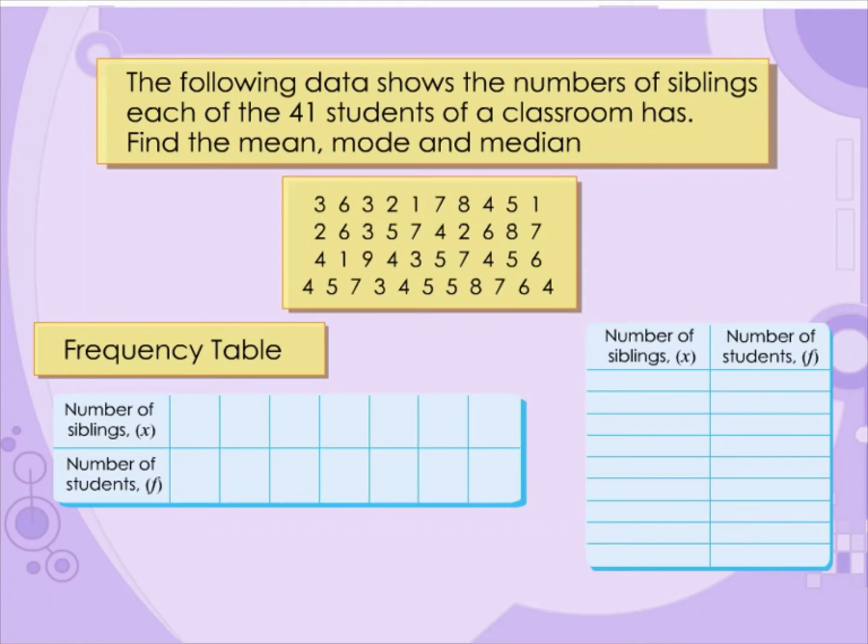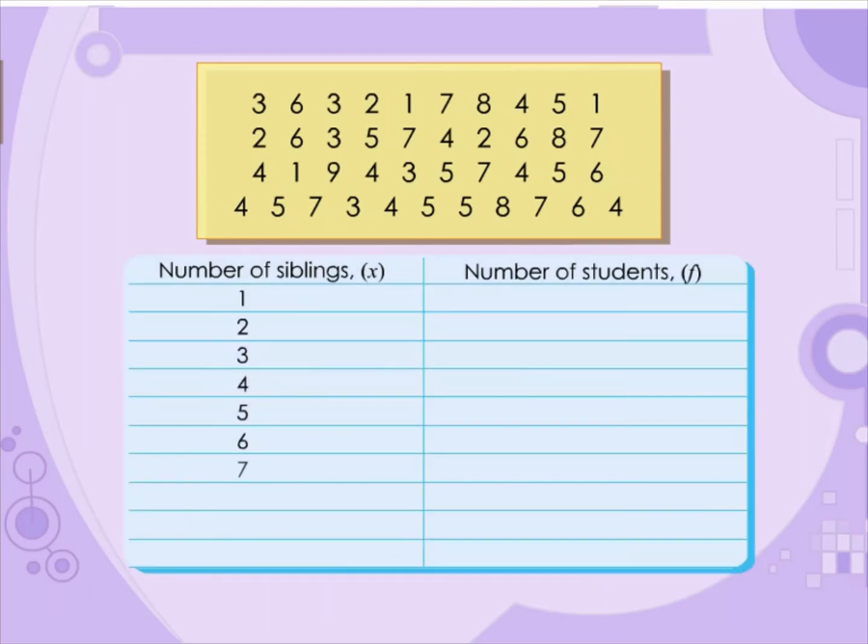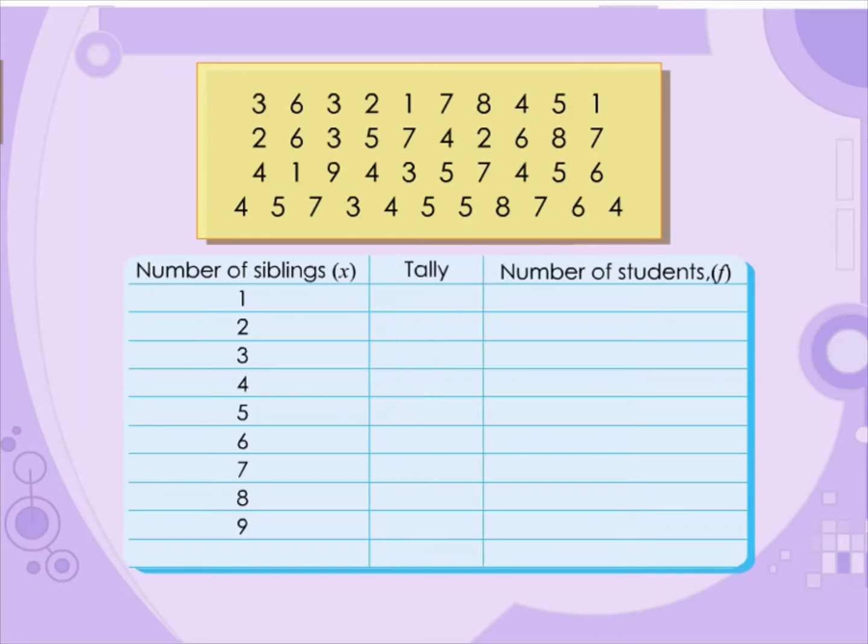Frequency means the number of times a data occurs. Let's see how the data is being recorded into the frequency tables. Since the smallest value is 1 and the largest is 9, we should construct the table with 10 rows. The additional row at the bottom is for us to record the total frequency. We also add another column to help us do the counting by tally.